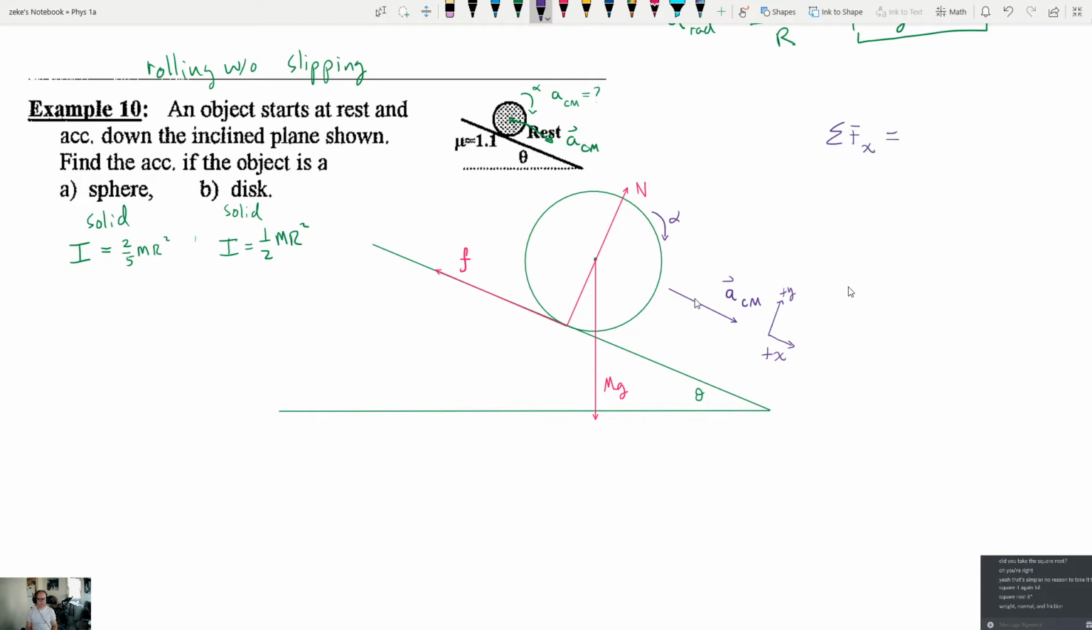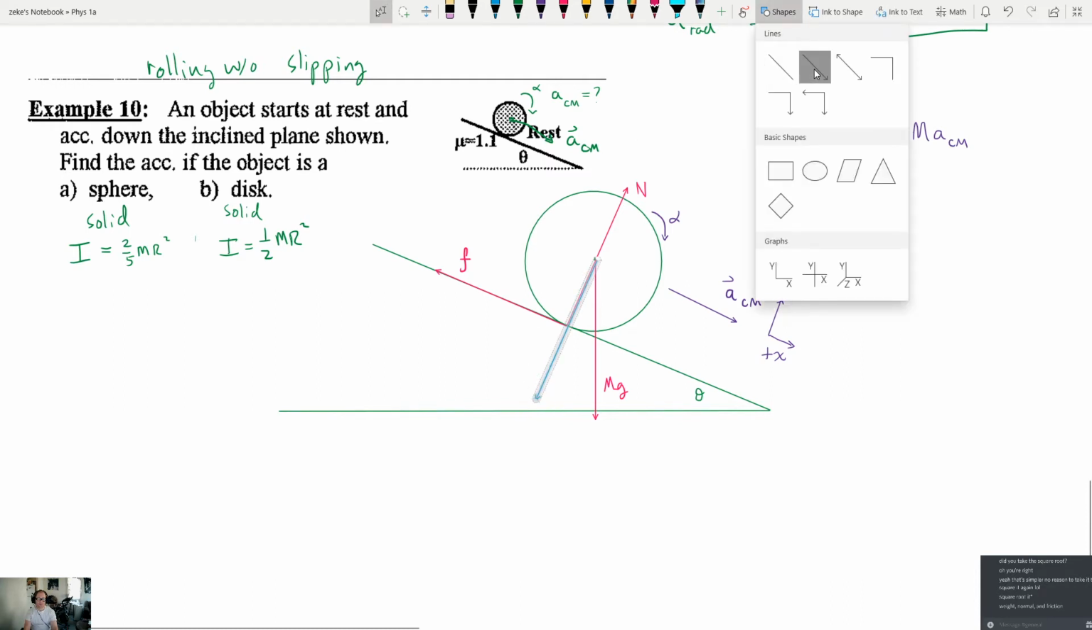If the x direction is the same as the direction the center of mass is moving, this is going to be equal to the mass of the object times the acceleration of the center of mass. In the x direction, we basically have two forces. There's the force of friction, which goes back to the left, and then the component of the weight that points parallel to the surface. So let's draw the components for the weight in here. One component of the weight is going to go this way, and then the other component will go this way.